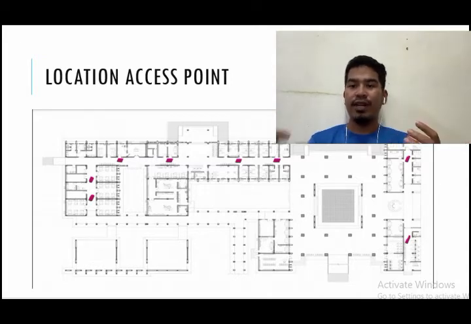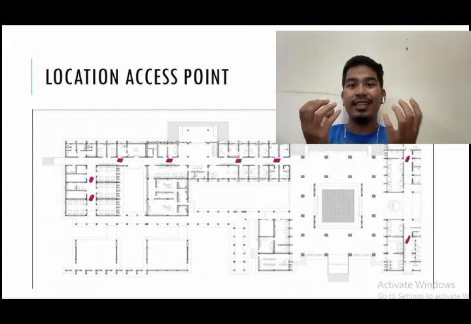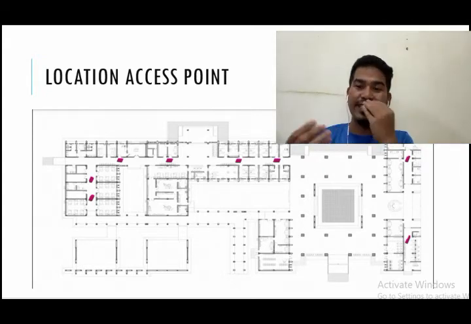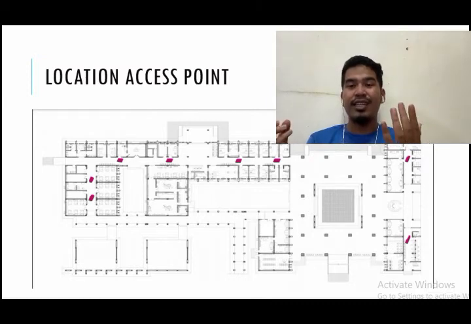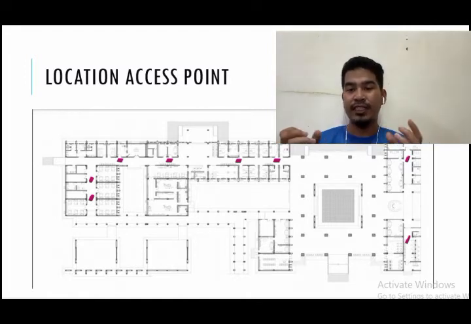So that part of room A and room B can get the connection. Why use many access points? We use many access points because we assume one access point can connect only 20 users, and if we use a lot of access points, everyone can connect to the internet, so everyone can use the Wi-Fi.